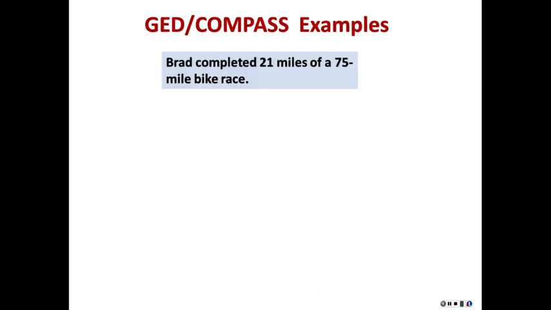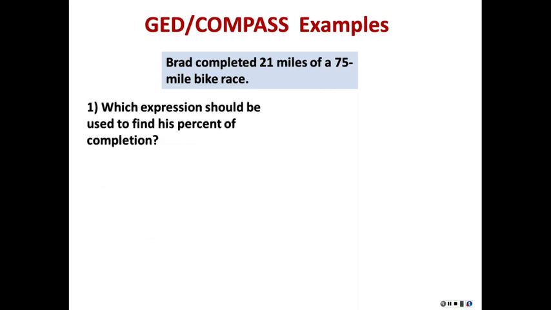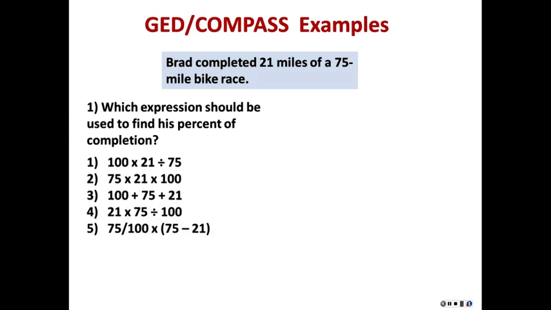Okay. Brad completed 21 miles of a 75-mile bike race. Which expression should be used to find his percentage of completion? What would his percentage of completion be? How would I solve it? He's done 21 miles of a 75-mile bike ride. Number 1?